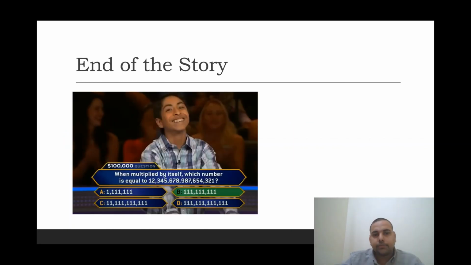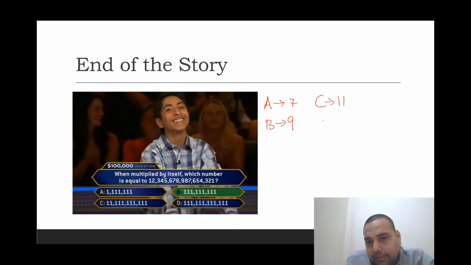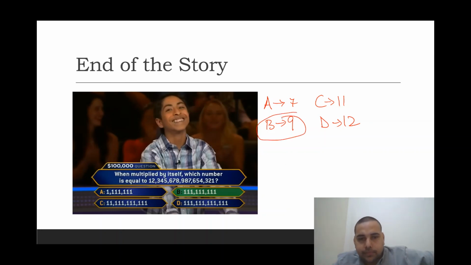And once you do that, look at the options. How many digits does each option have? A, if you count, has 7. B has 9. C has 11. And D has 12. Now remember, if you knew this technique, it wouldn't take you 5 seconds to realize that my answer is B. So I really hope that one of you could be the next Sojas who goes ahead and wins a lot of money and accolades based on your skill.